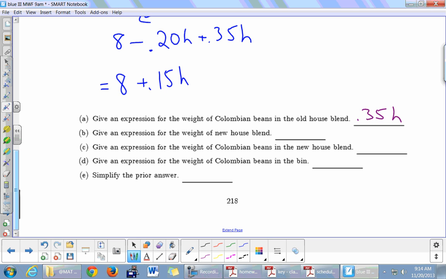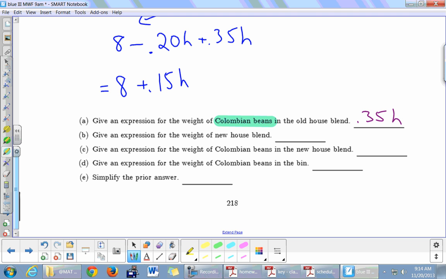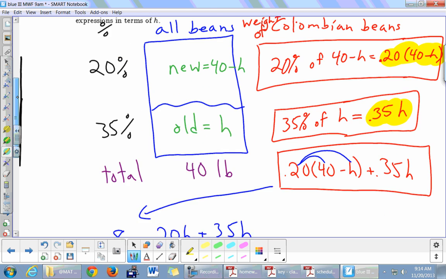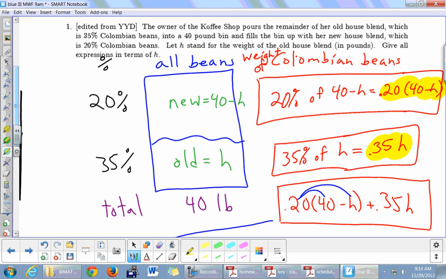Okay, the next one, give an expression for the weight of the new house blend. I want to point out that there are 3 questions in here that involve Colombian beans and only one that doesn't. So the place we're going to go to get this information is different from the place we're going to get all the other information. So the weight of the new house blend, having nothing to do with coffee beans, is in the middle here. It's in blue. It's the all beans, and it's the only one that's all beans. What's the weight of the new house blend? It's 40 minus h.